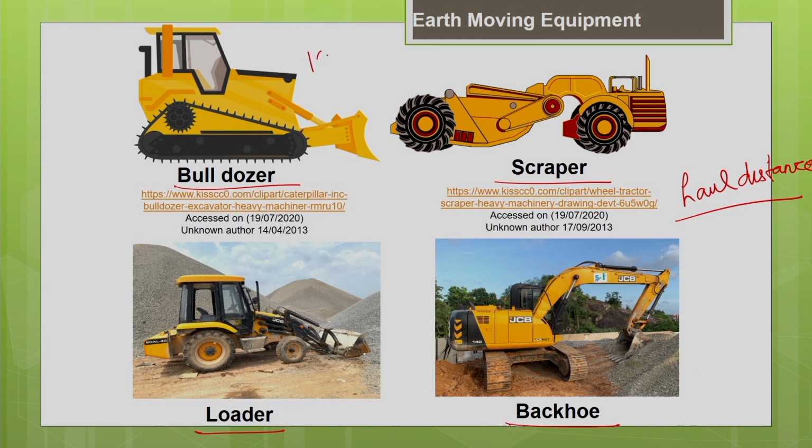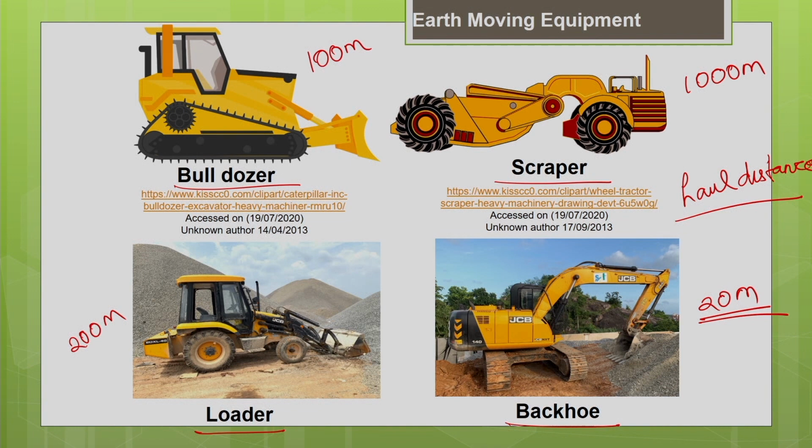Say, for example, a bulldozer has an economic haul distance of 100 meters. A scraper can have an economic haul distance of up to 1000 meters. Your loader, if it is wheel mounted, you can even go up to 200 meters. This one, you cannot go beyond 20 meters, so its mobility is very much limited, the backhoe. So, depending upon your haul distance requirement, you have to make the choice.